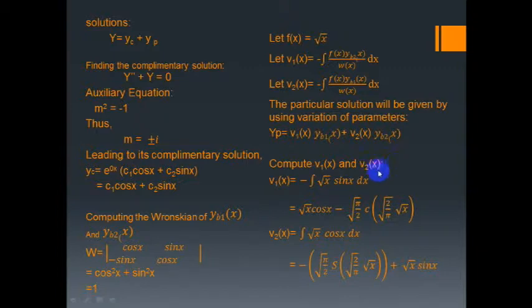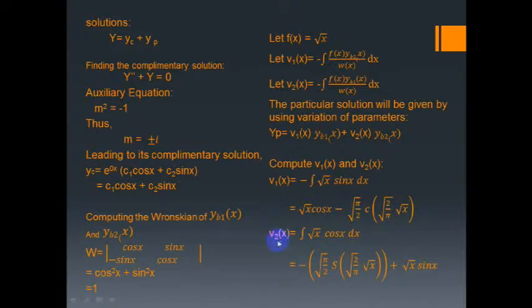We now compute v1(x) and v2(x). v1(x) is equal to the negative integral of square root of x times sin x dx. Evaluating this, you'll get square root of x times cos x minus square root of pi over 2 times C times the quantity square root of 2 over pi times square root of x.